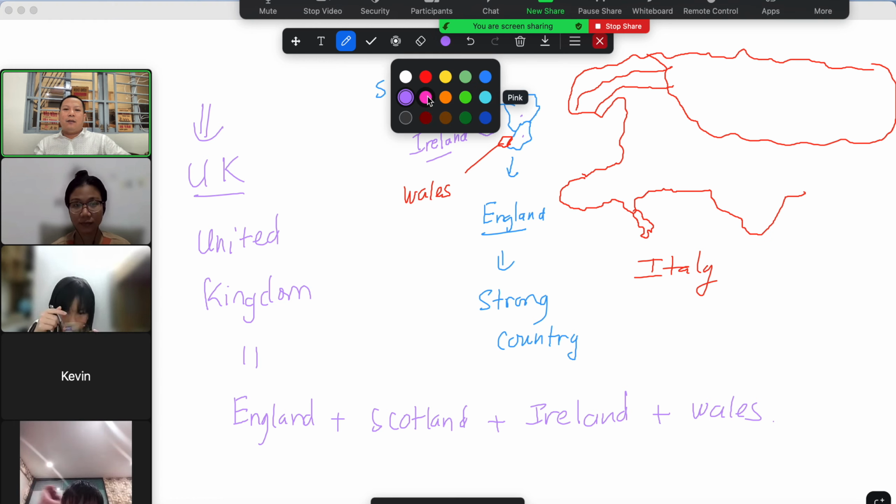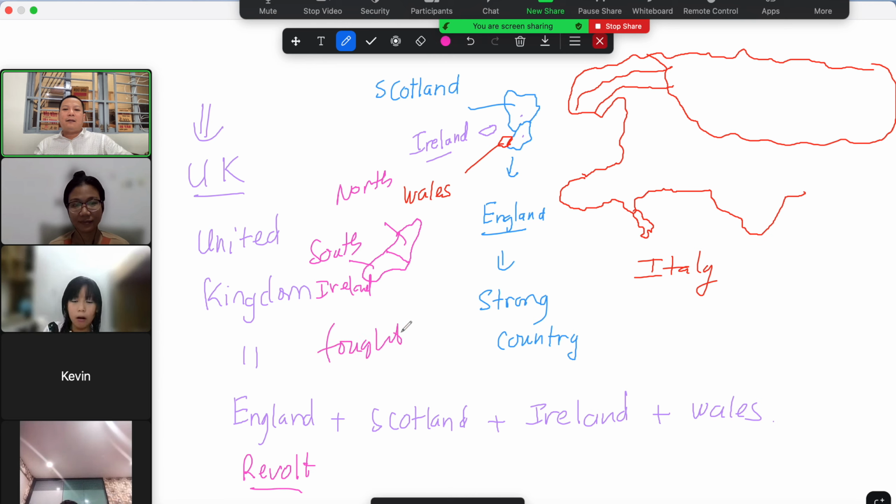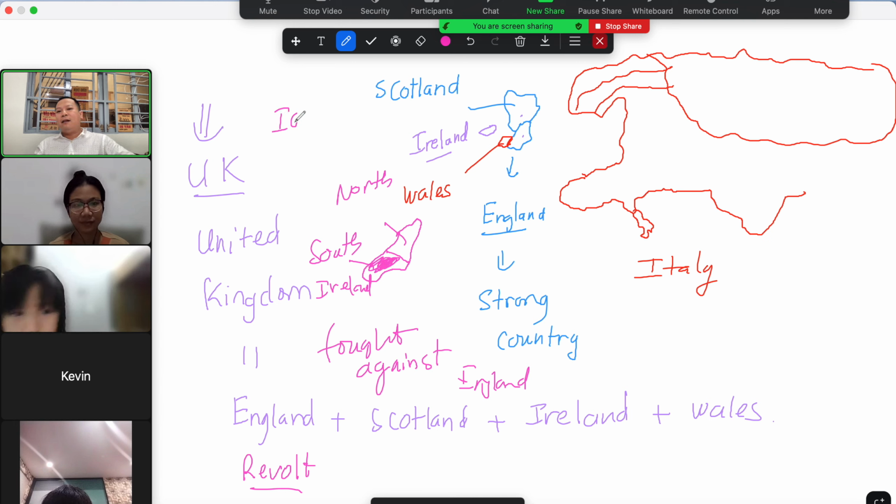After that, Ireland revolted. You know revolt? They revolted means they fought against England. This is an example, this is Ireland. They fought against England. And after that, we have North Ireland and South Ireland. South Ireland got independence. But North Ireland could not get independent. It still depends on or belongs to England.